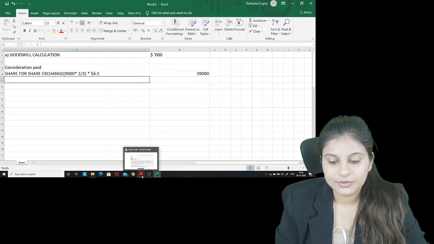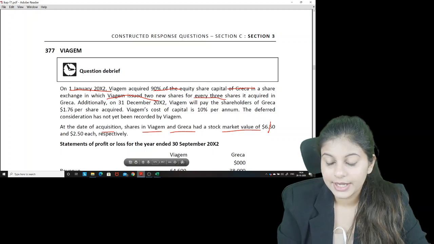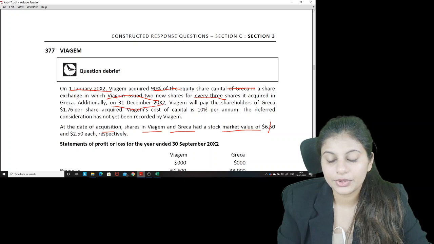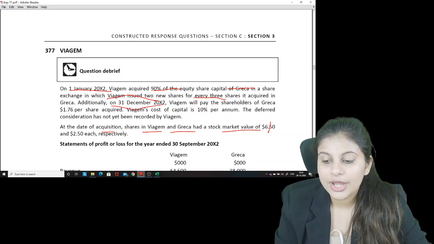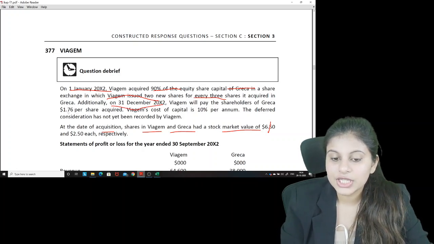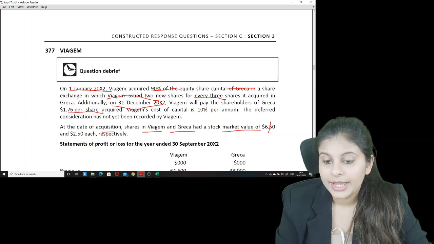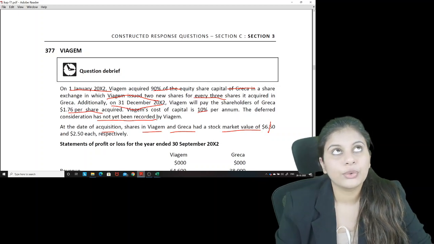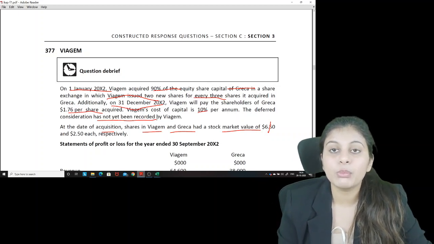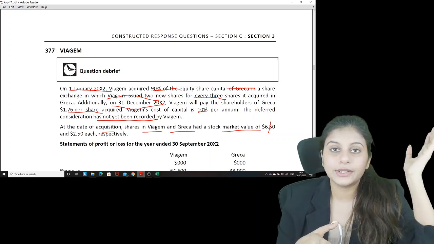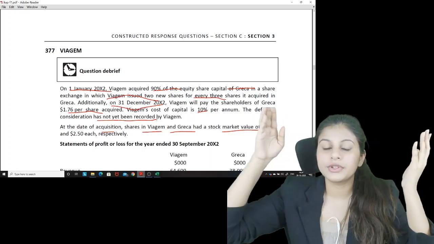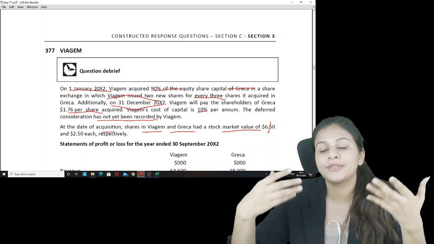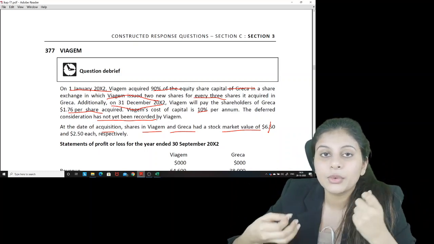Let's read the question for that. Now they're saying that additionally on 31st December 2002, we will pay the shareholders of G 1.76 per share acquired, and the cost of capital is 10%, deferred consideration has not yet been recorded. So the parent is going to pay the subsidiary more, but it will pay after 1 year, on 31st December 2002, after 12 months. So that is a deferred consideration where we have to take into account the present value of the consideration.